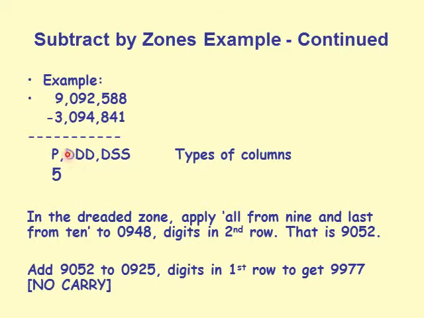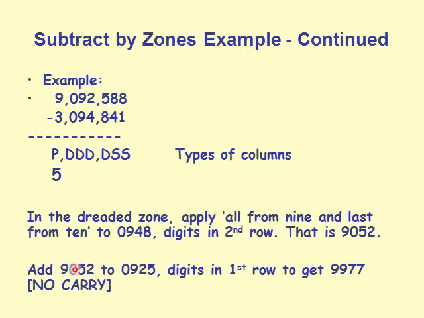In the dreaded zone, which is 4 digits, 0, 9, 4, 8 in the second row and 0, 9, 2, 5 in the first row, we apply all from 9 and last from 10 to the digits in the second row, which are the challenging team. All from 9 and last from 10 of 0, 9, 4, 8 is 9, 0, 5, 2. 0 from 9 is 9, 9 from 9 is 0, 4 from 9 is 5, and the last digit, 8 from 10, is 2. So in these 4 digits we got 9052.